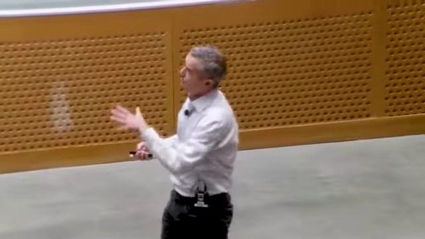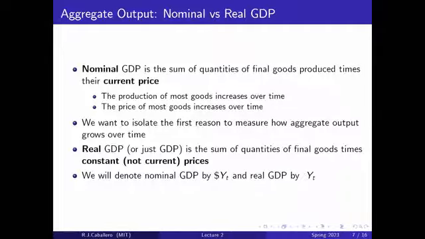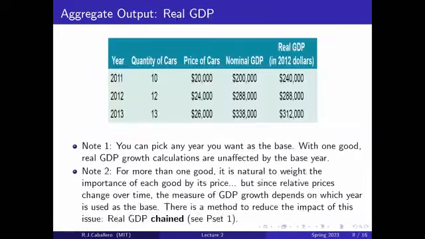The next step was to highlight that when we say output, we're really after real output. And there's a distinction between nominal output and real output. Nominal output is simply the quantity of final goods measured at current prices, while real output is measured at some fixed set of prices, okay, of one fixed year. And I think I gave you an example.